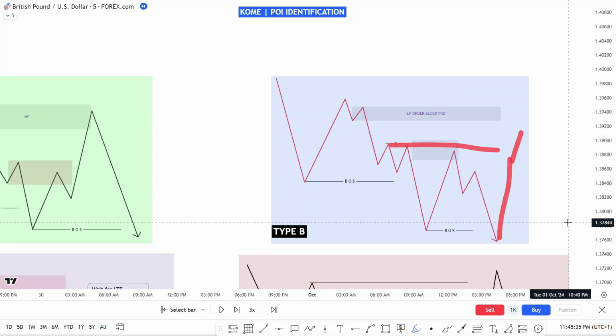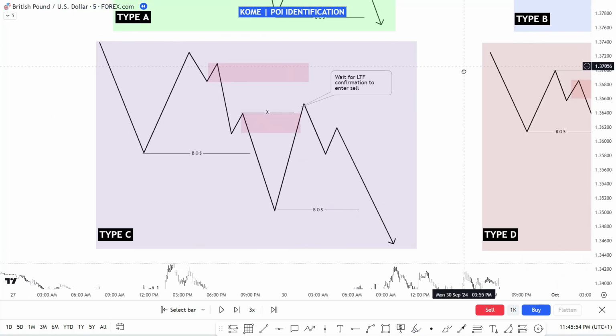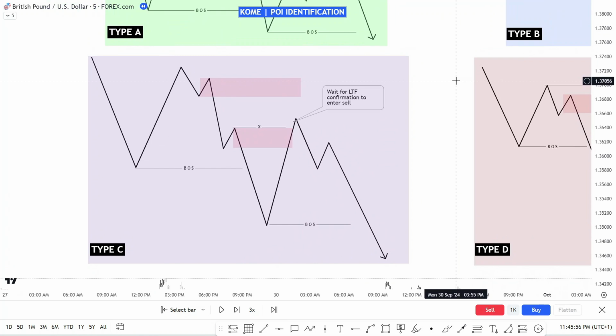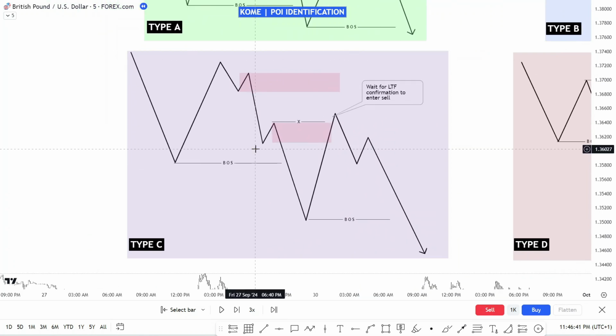I hope you're understanding this. Basically, once you are able to get this correctly, it is going to shift the way you look at the charts and the way you trade generally. So let's go to another example. Pay attention. So this is the type C. Okay, so this is a type C example.